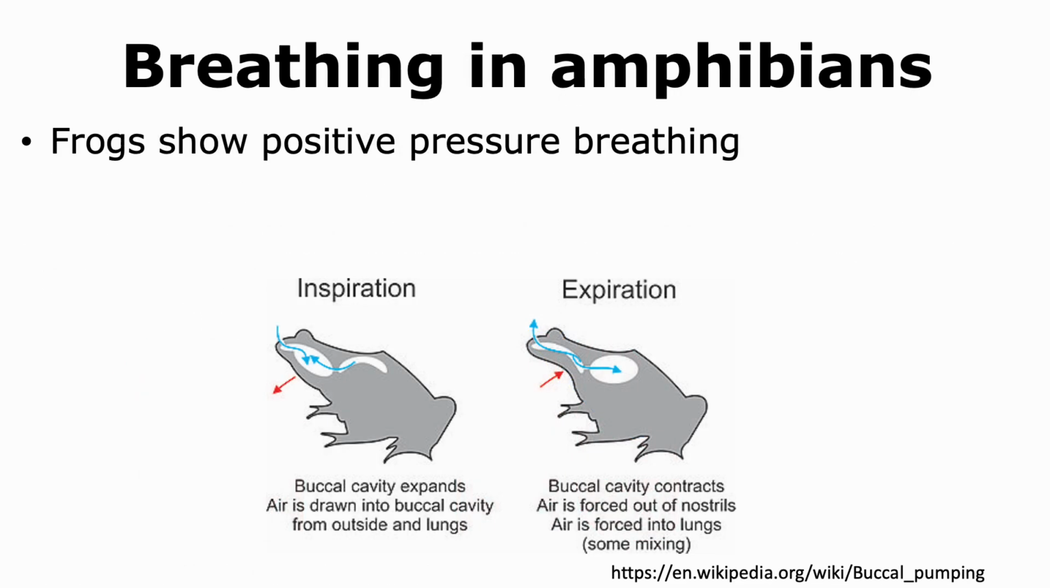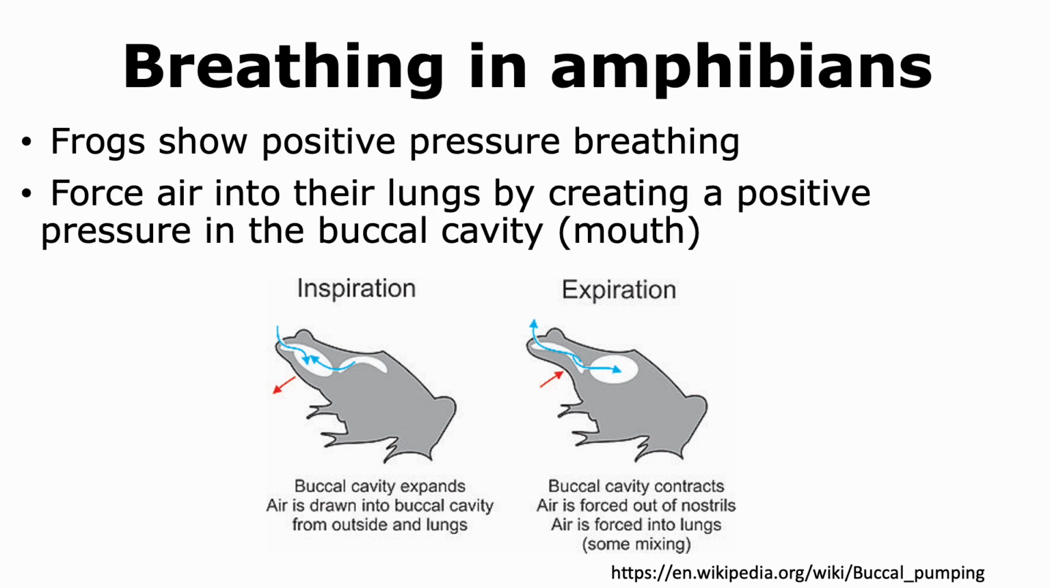Vertebrates show different ways of breathing. In the case of frogs, positive pressure breathing is observed. In this situation, air is forced into the lungs by creating a positive pressure in the mouth or the buccal cavity. And so we're able to see that through the mouth, the frog fills its mouth up with air. And then when the time comes to exhale, it actually compresses its mouth and some air goes out, but it's able to push the bulk of the air into the lungs.